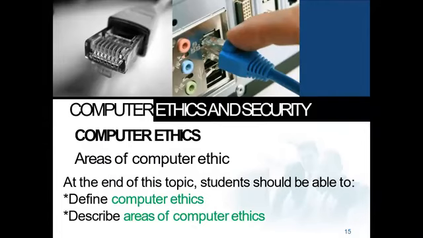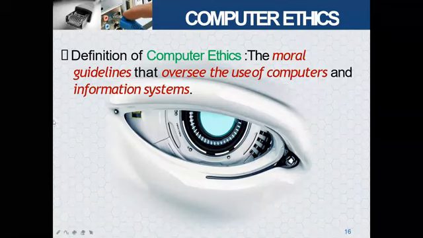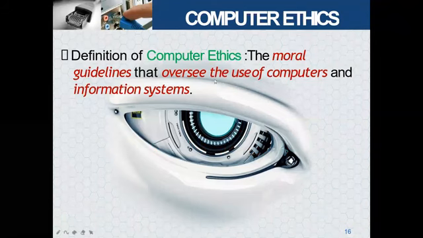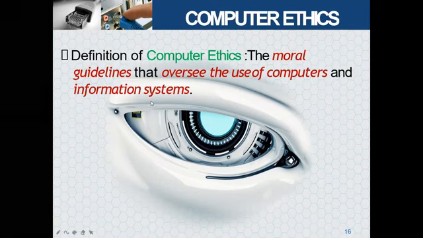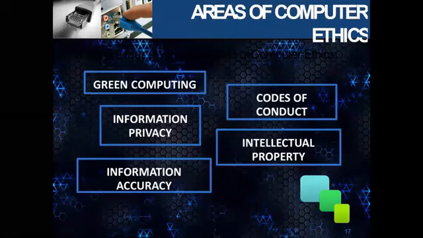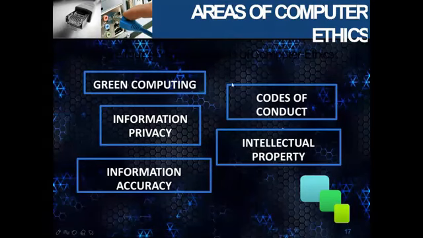Now the areas of computer ethics. Definition of computer ethics: the moral guidelines that oversee the use of computers and information systems. I already explained to you about ethics. Now the areas of computer ethics: green computing, information privacy, information accuracy, codes of conduct, intellectual property. Now this is the important thing, intellectual property. I'll explain it to you.